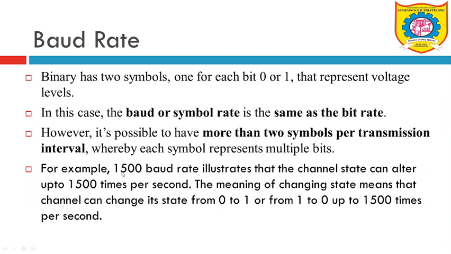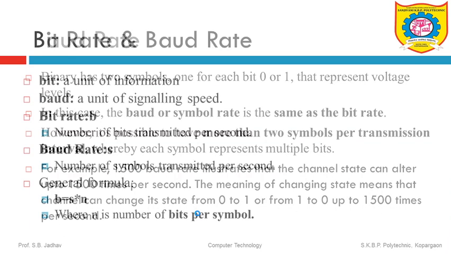Consider an example. 1500 baud rate means that a channel state can alter up to 1500 times per second. So in a second, the signal changes its state up to 1500 times. That is the meaning of 1500 baud. Changing the state means that the channel can change its state from 0 to 1 or from 1 to 0 up to 1500 times per second. So that is the baud rate.